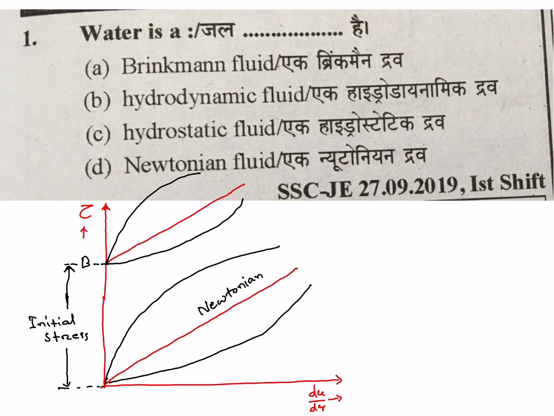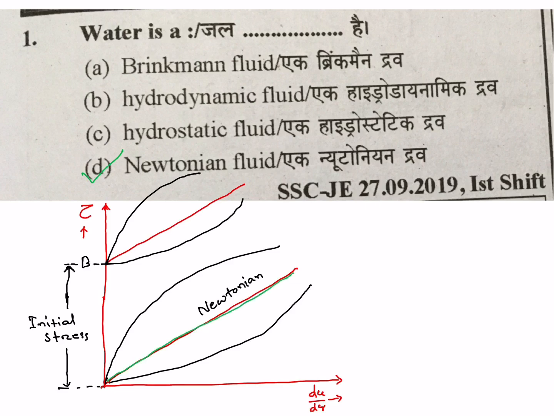Question is, water is a dash fluid. Water is a Newtonian fluid. And all other examples also we will check. Newtonian fluid: if you take stress versus velocity gradient or shear strain rate graph, you will get a straight line for Newtonian fluid.